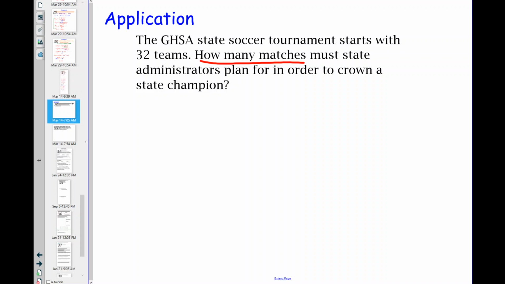In order to find a sum, what do we need to know? I'll show you why it's geometric now, but assuming it's geometric, what do we need? We need first amount, we need common ratio, and we need number of terms. For first amount, think about it. If we start with 32 teams in the first round, how many matches are there going to be? 16, because you need 2 teams to play against each other.